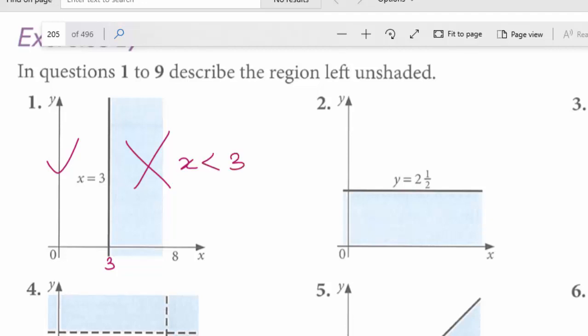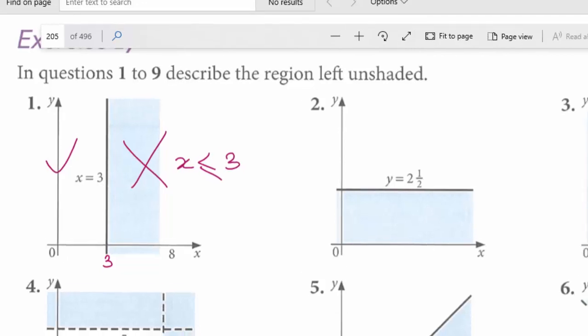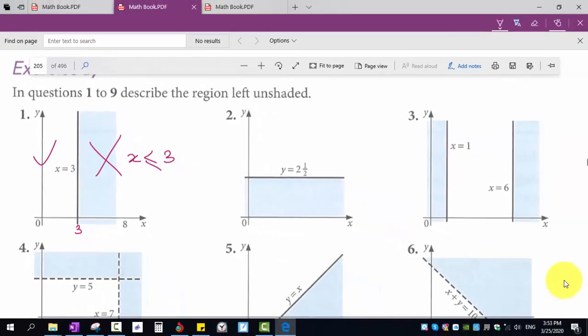Since the line is bold, it's not a dashed line, so a bold line is the same as closed circles when we used to deal with it on number line. So a bold line like this means we need to have an equal with it. Dashed line like question 6, like question 4, it means the equal shouldn't exist.